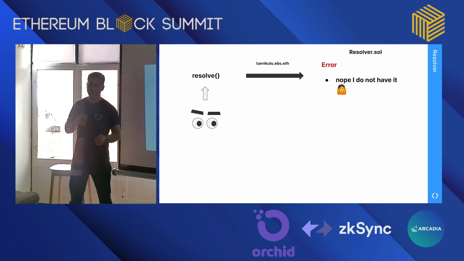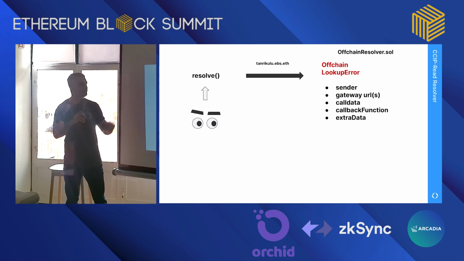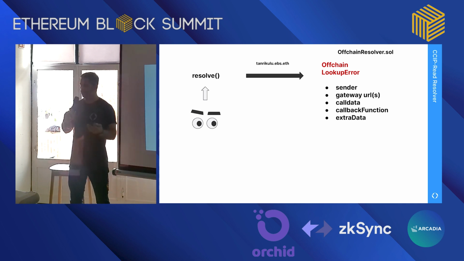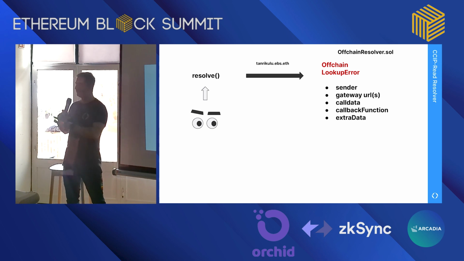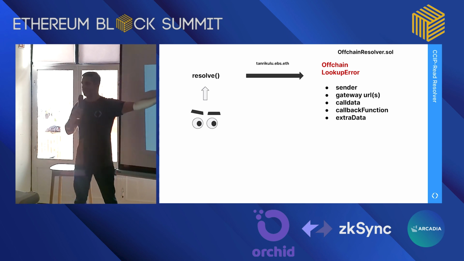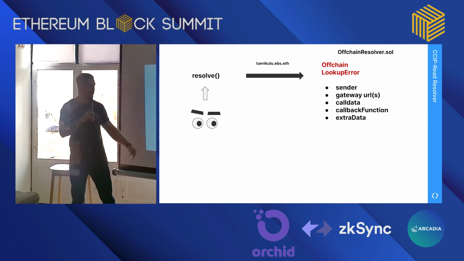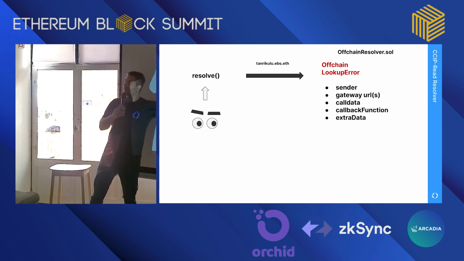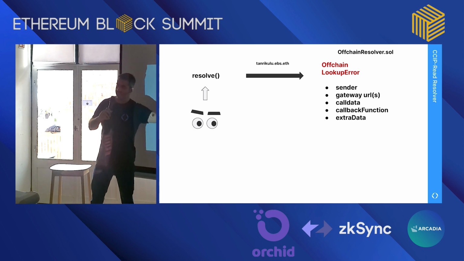But with an off-chain resolver, things are changed. Instead of saying no, it says, I have no idea, I don't have any record for this name, but there might be a place that you may want to look. This is what we call an off-chain lookup error. And we are sending the relevant information. It says, please go to this gateway URL, and this was your call. Ask the same call to that gateway, so it can check for you if it's available.